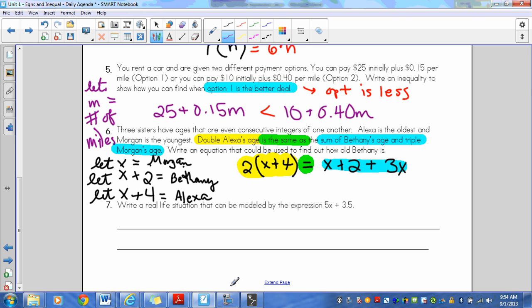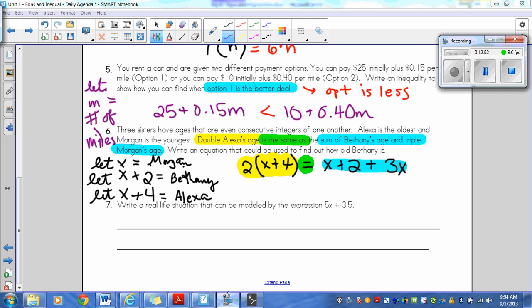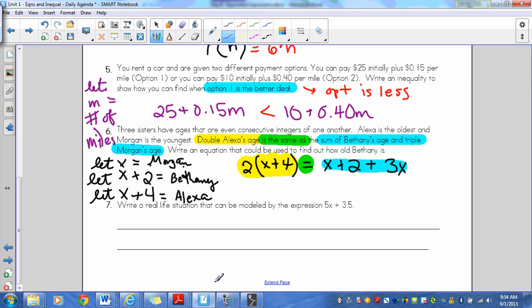Let's see how we are doing on time. 12:52, pretty good.